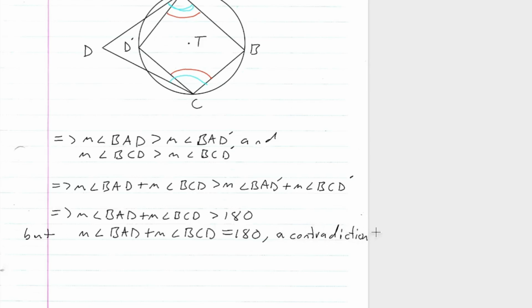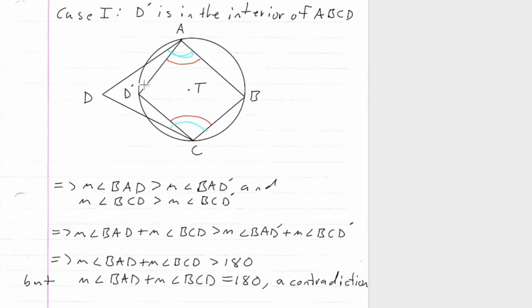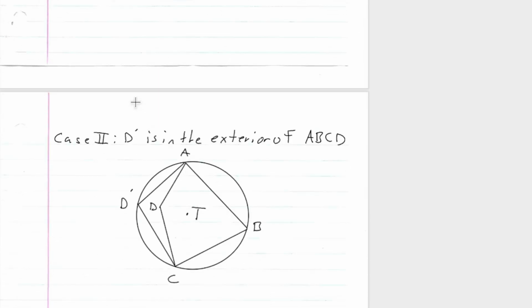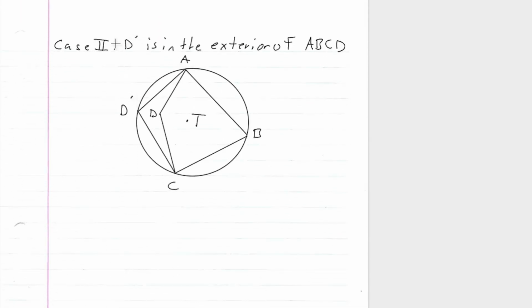So it can't be the case that D prime is in the interior of ABCD, where for ABCD the sum of the opposite angles is 180. It can't be that case. So let's go ahead and check the case when D prime is in the exterior of ABCD, right?